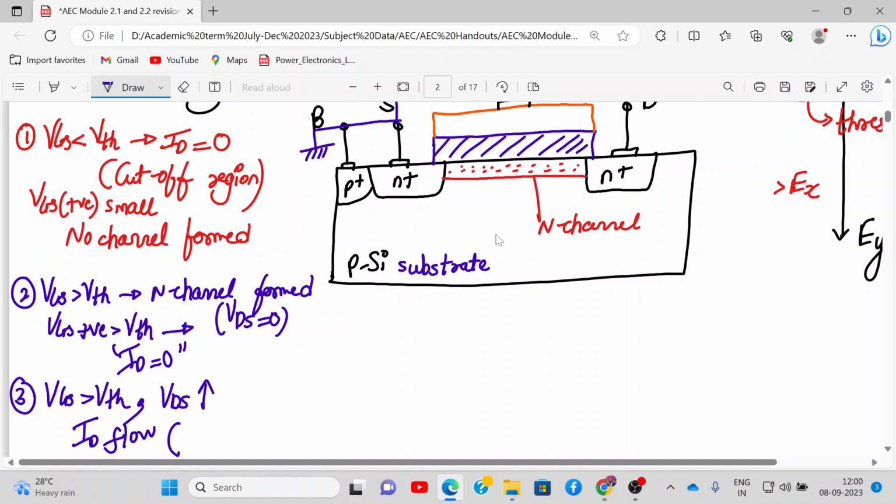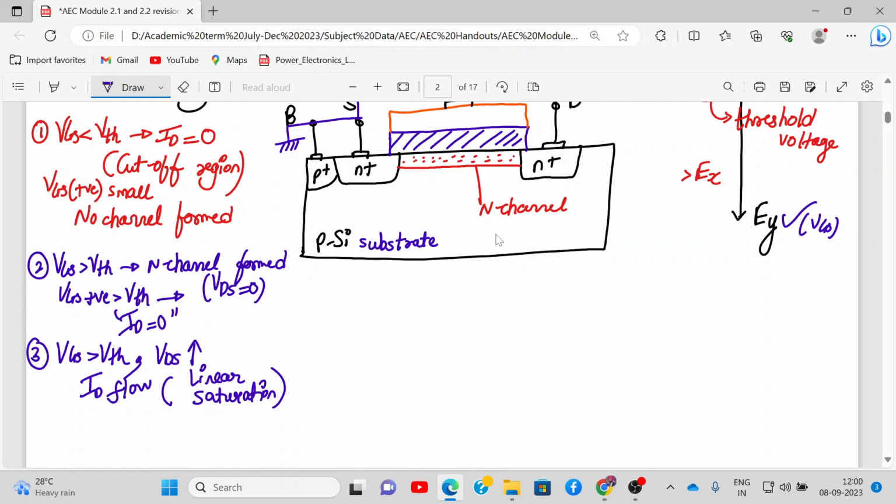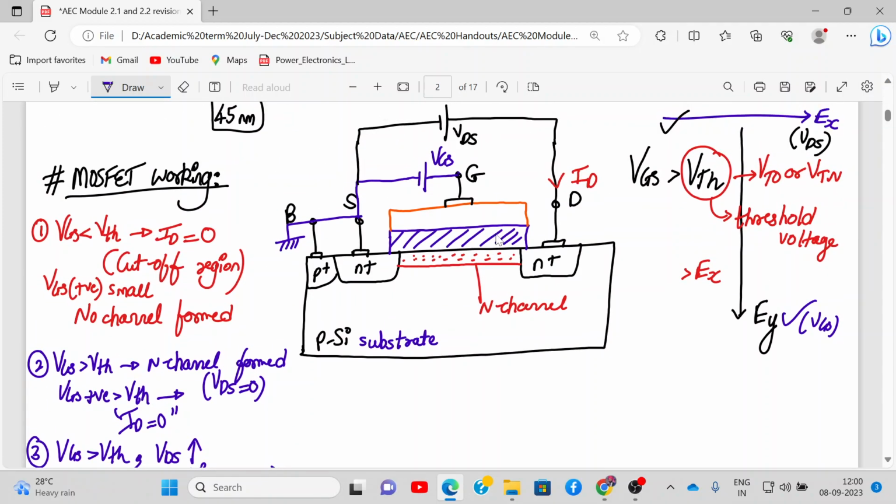So this region is divided into two parts. One is called linear or ohmic, and the other is called saturation. Now we'll understand what happens to the MOSFET when it is in the linear region and what happens when it is in the saturation region. Here we have applied VGS and we have also applied VDS. When we apply VGS and VDS together, the current flows in the device. Is everything we have discussed up till now clear? Any doubt you have? Tell me.